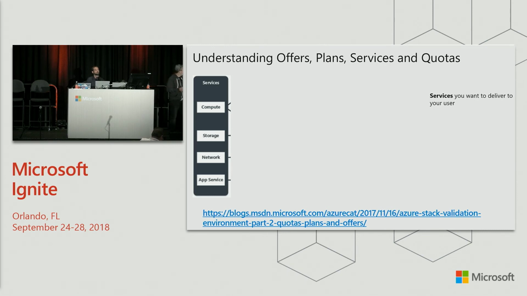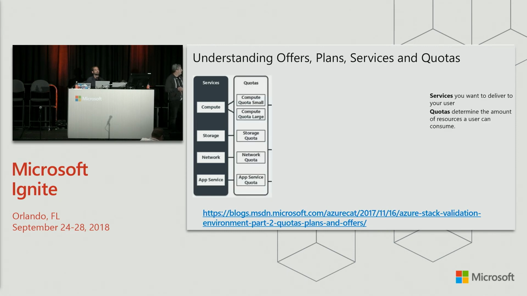You start creating that blueprint before you even go to the portal and try to create your plans and offers. So now that you have compute, storage, and network, you decide, okay, I'm going to set quotas on my compute. There's a large quota, a small quota, a medium quota, whatever quota size you want to size based on the usage. Because at the end of the day, once you create those offers and give them to your users to start consuming Azure Stack, you don't want someone to hog all the resources for no reason. So you want to make sure that you're in control. For that, you specify the quotas on the services that you want to provide.